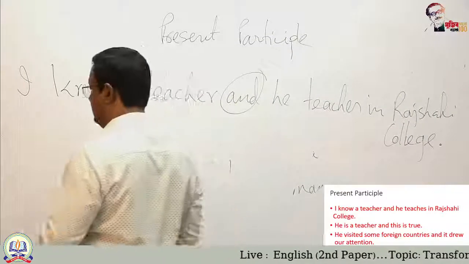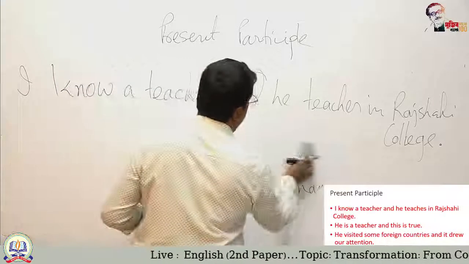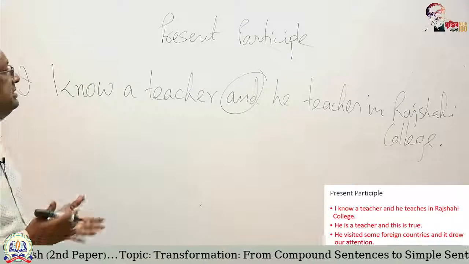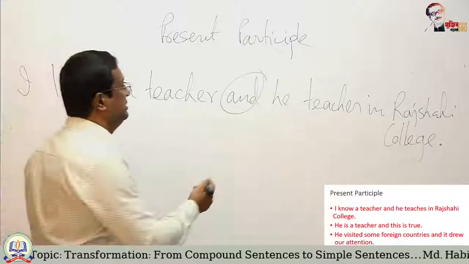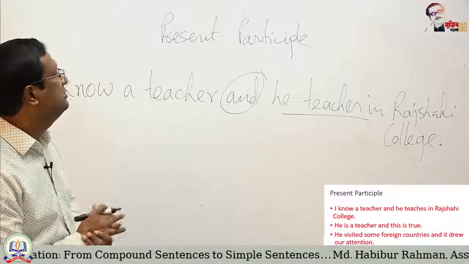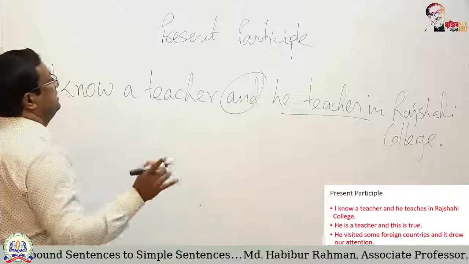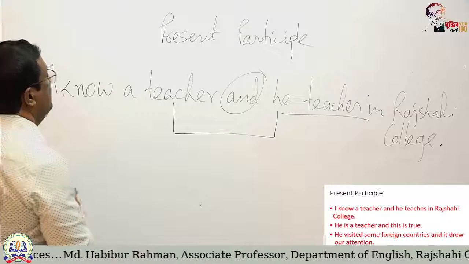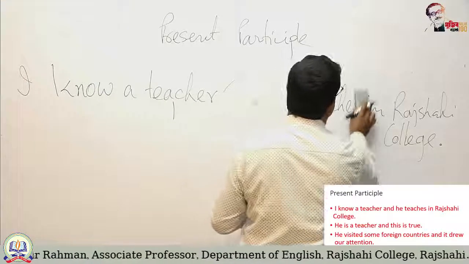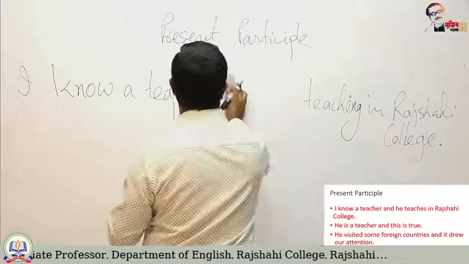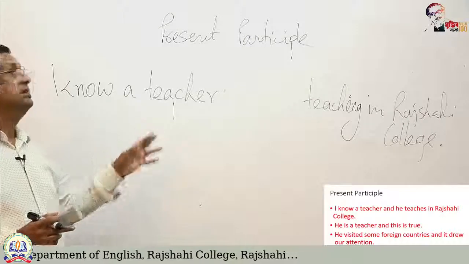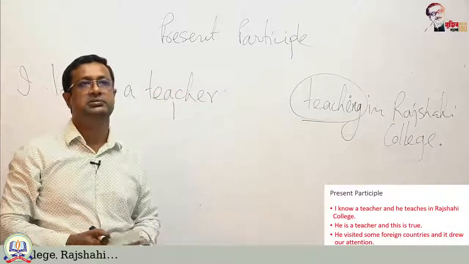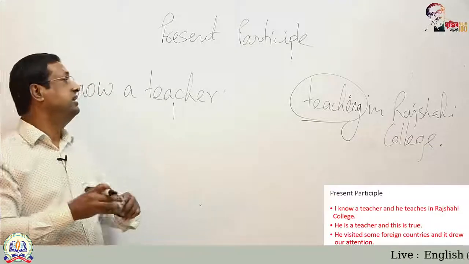So here you find the conjunction and. The beginning clause is, I know a teacher, and what is the next clause? He teaches in Rajshahi. So how can we eliminate teaches? We cannot eliminate this. Rather, we will make it a present participle. In this case you see teacher and he are the same. So this is very easy. I know a teacher teaching in Rajshahi College. So this is just a present participle.